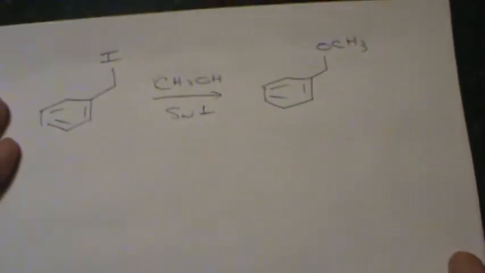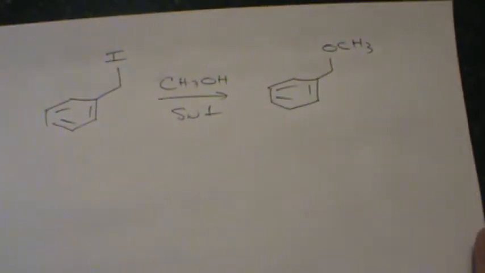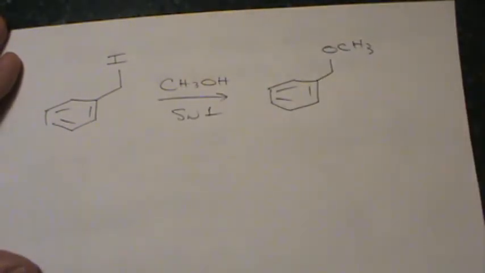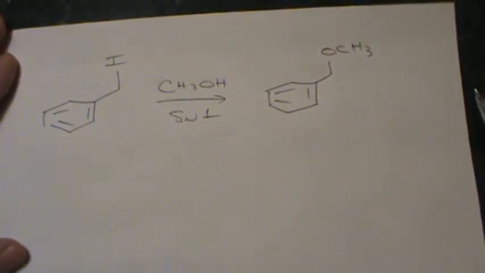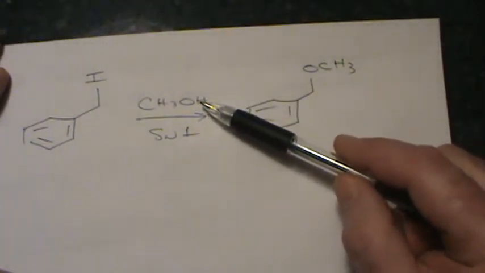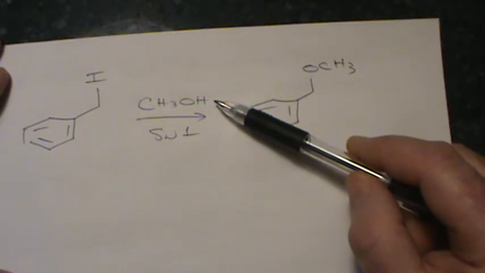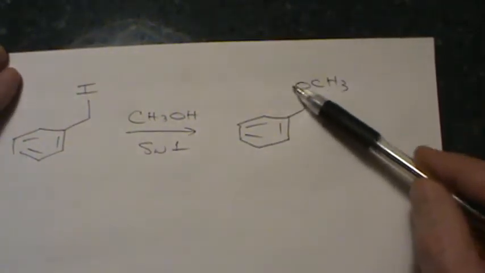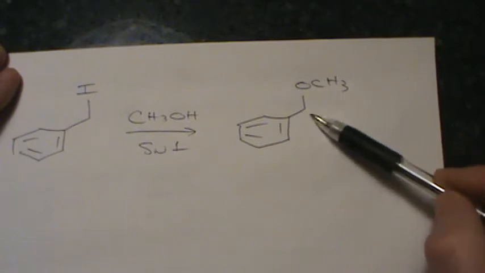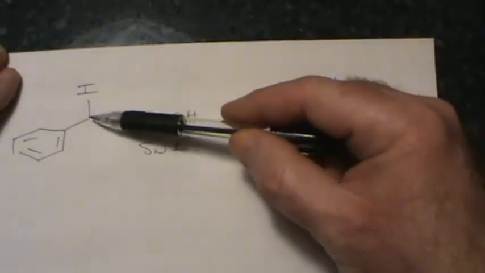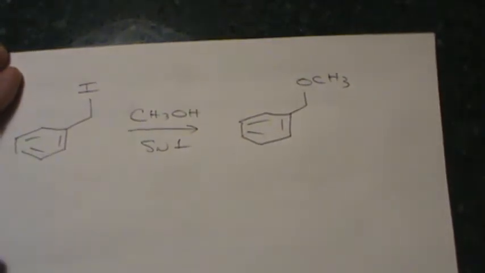Let's look at another example. Here I have a benzylic system. My leaving group, the iodine, is at the benzylic carbon of this benzyl iodide molecule. I'm running this reaction not in water this time, but in a different polar solvent, methanol. And sure enough, you see that a methoxy group is now present in the product. Methanol must have acted as nucleophile and reacted at the benzylic carbon.